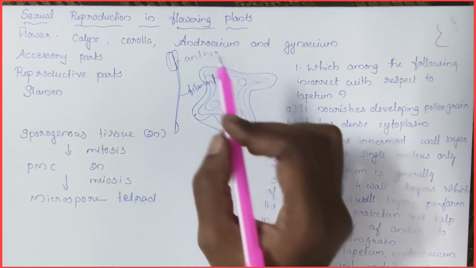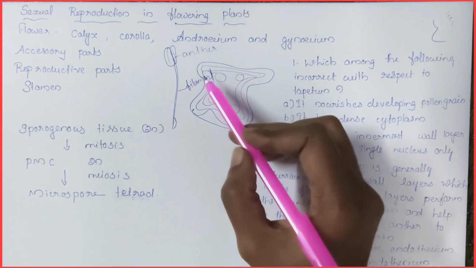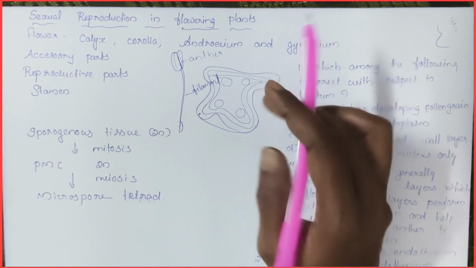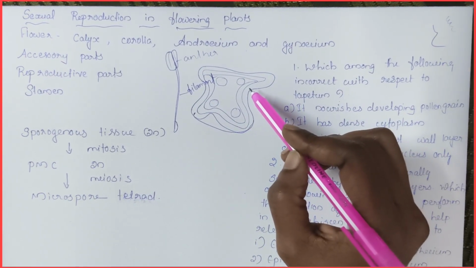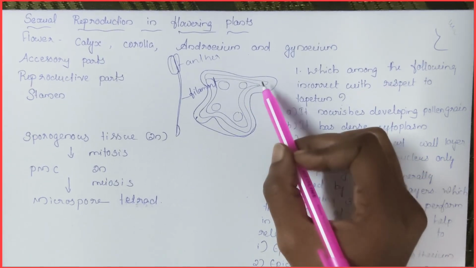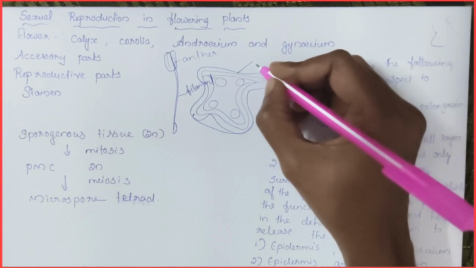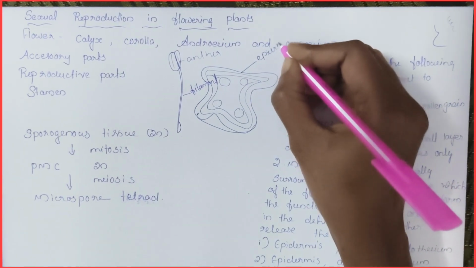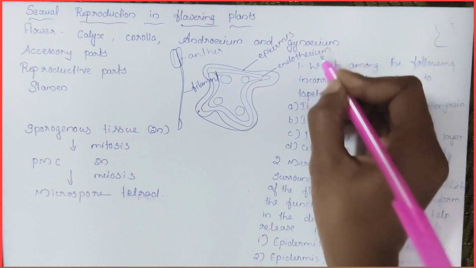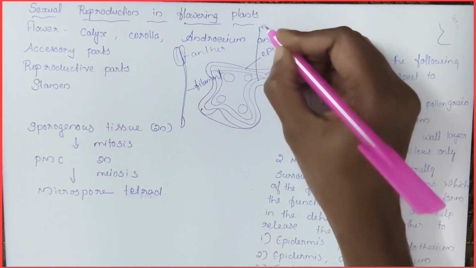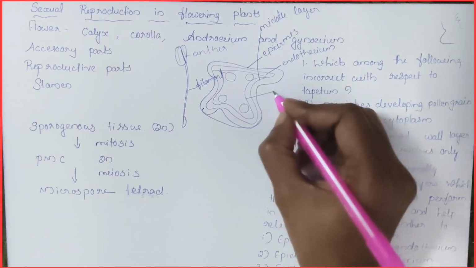Now we are going to study the structure of the microsporangium. This is one of the important questions in the CBSE board. Here you can see the structure of the microsporangium. The microsporangium contains four layers: epidermis, endothecium, middle layers and tapetum. The outermost layer is the epidermis, the second one is the endothecium, the third one is the middle layer, and the innermost layer is the tapetum.